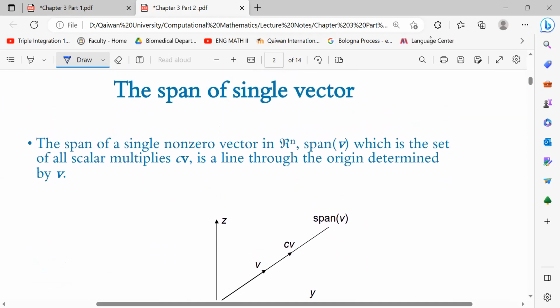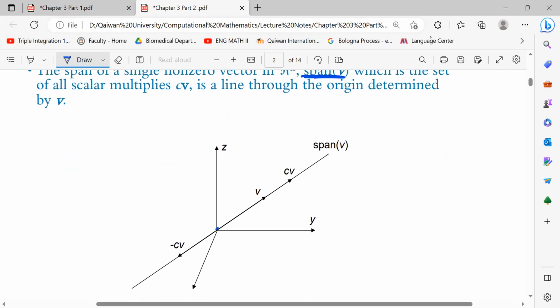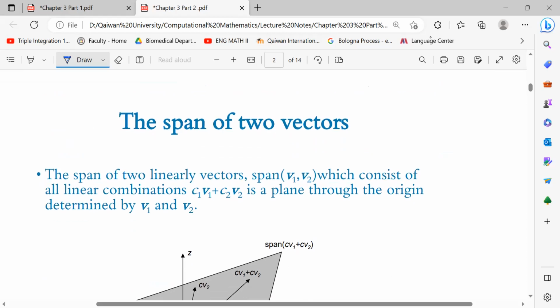We say the span of a single non-zero vector in Rn, if we have span V, is the set of all scalar multiples. If we have only a single vector, we just multiply it by C. This is V. If we multiply it by C, we get, let's say, here. By negative C, it comes to here. It's like this.